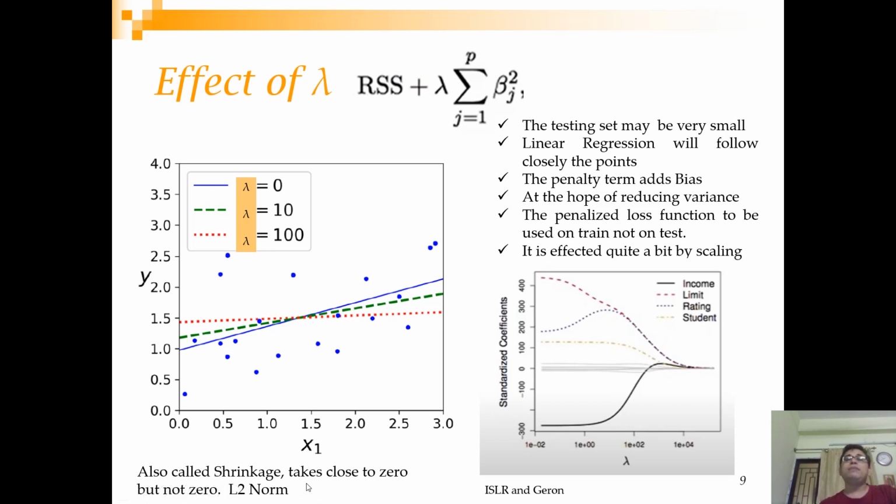So it takes values close to 0 but not 0, and you use a squared form. You remember that a vector's magnitude is often referred to as its norm. As you are taking the squared values to find the norm, you often call this the L2 norm. So this is about ridge regression.